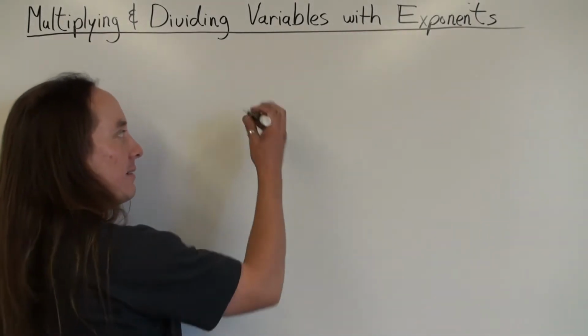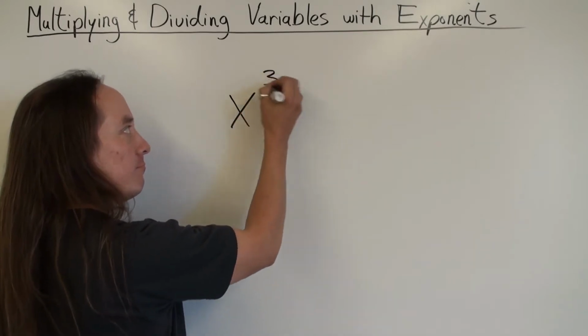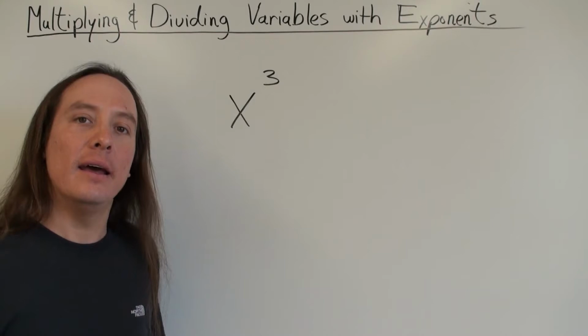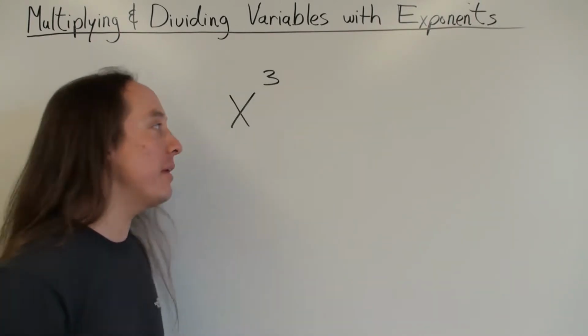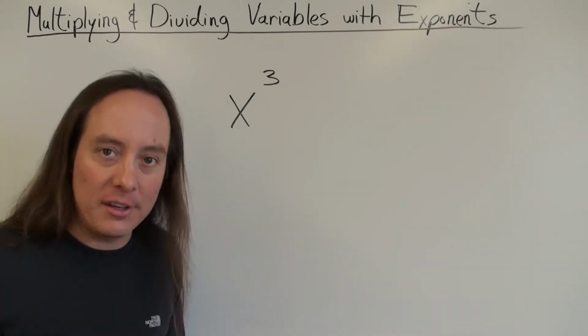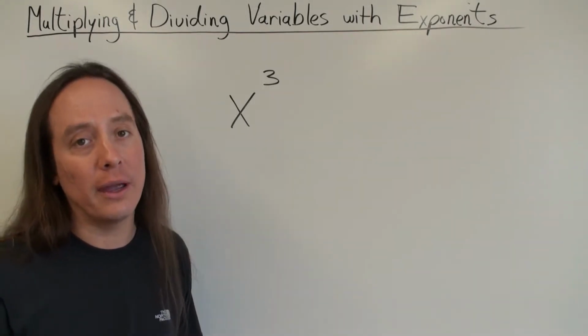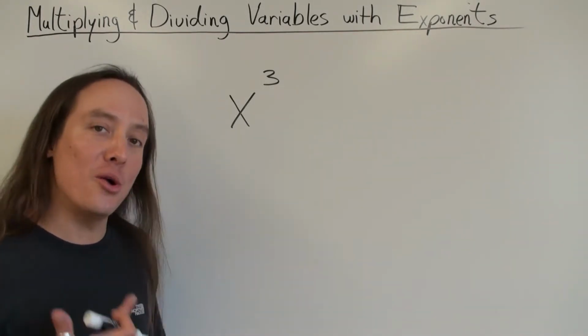when we have an x? Bam! What does that mean? What does an x cubed mean? Well, remember that the variable is just a number. It's okay. It looks like a letter, but it's a number that we just don't know. Okay? It's an unknown number.